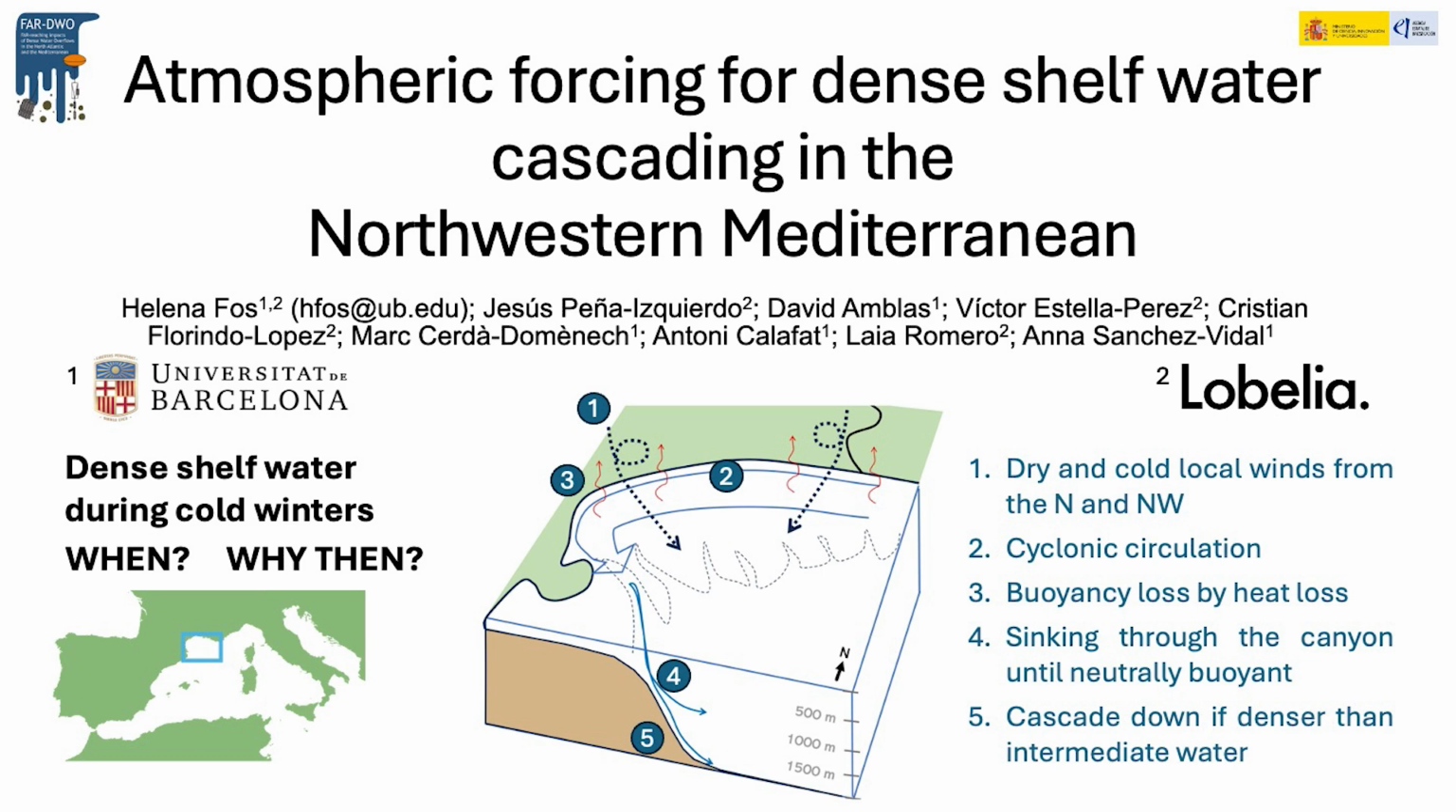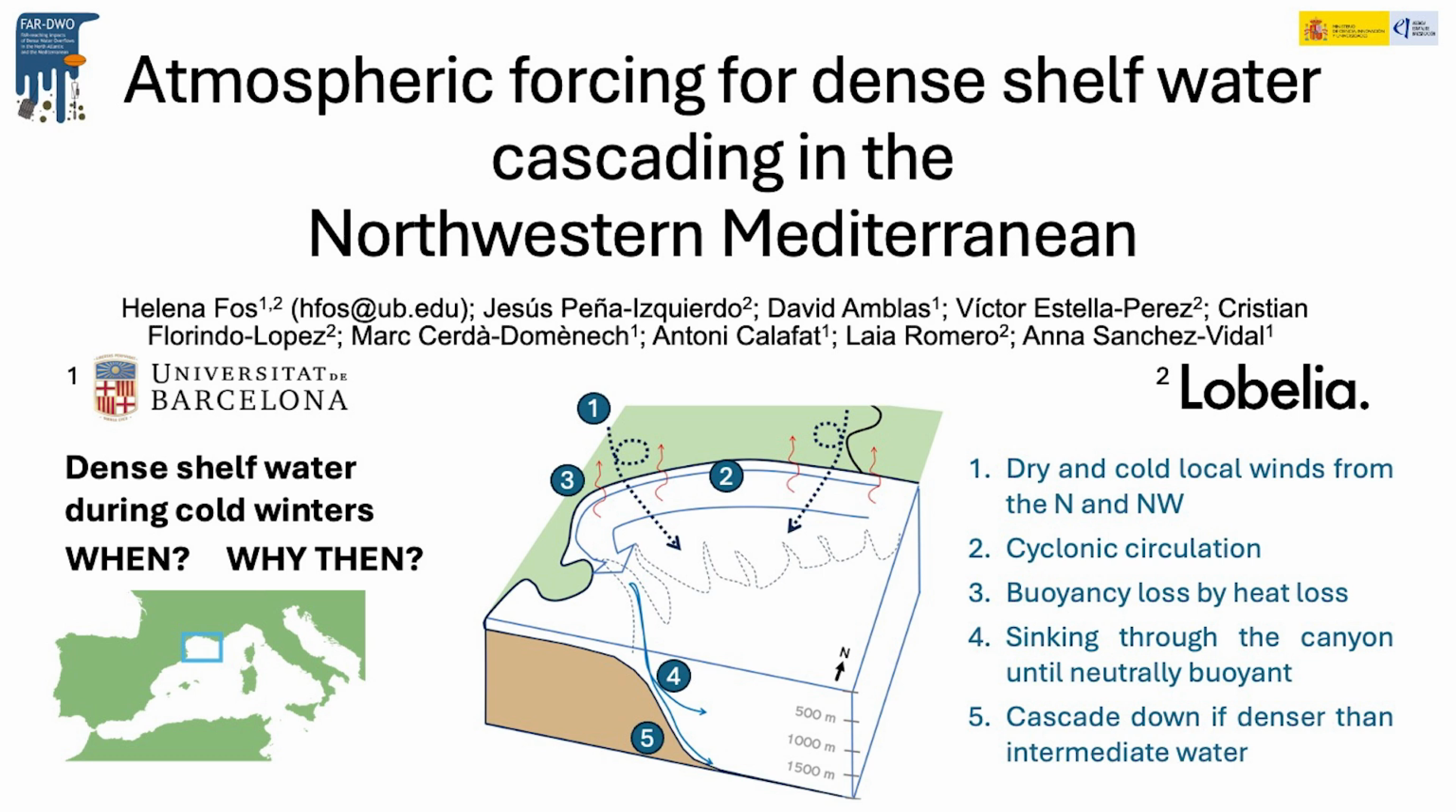So this is our area of study, where dense water overflow happens in some winters when the winds from the north and northwest cool down the shallow water. And then it sinks through the submarine canyons, mainly this one, the submarine canyon of Cap de Creus Canyon. When the shelf density is very high, it cascades down. There are some observations, but very few, because this happens when the weather is bad.